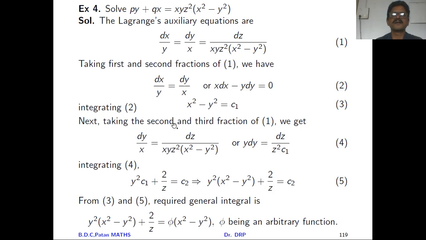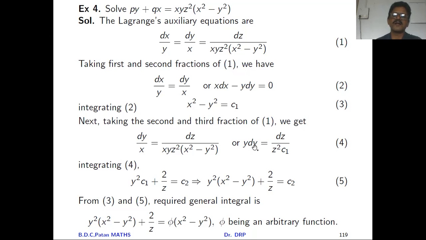Now taking here the second and third fraction, means this and this fraction together, you will get dy upon x equal to dz upon xyz square into x square minus y square. Further friends, this x gets cancelled, and shift this y here, y dy is equal to dz upon z square into bracket x square minus y square. But x square minus y square is c1, means it gives y dy equal to dz upon z square into c1. And then friends, this equation is also in variable separable form. So directly you take integration.